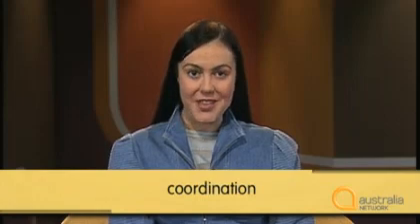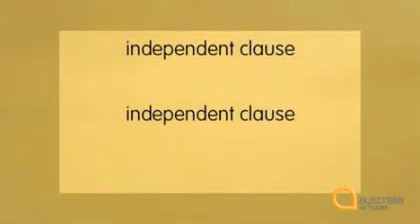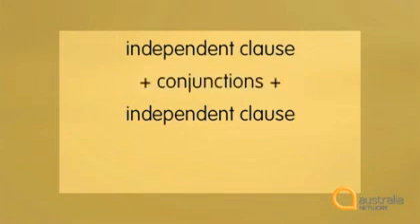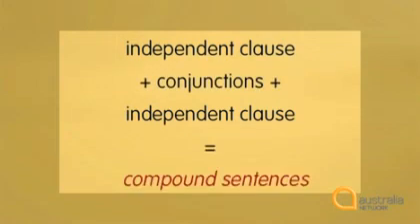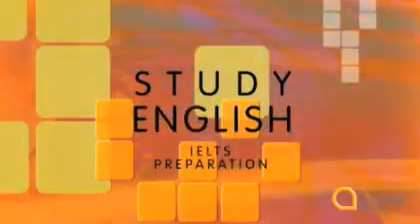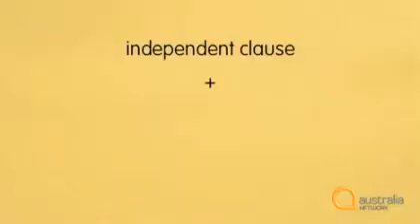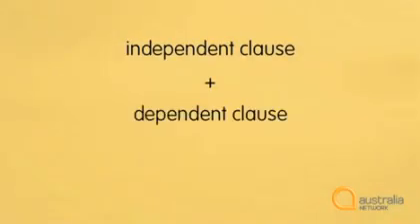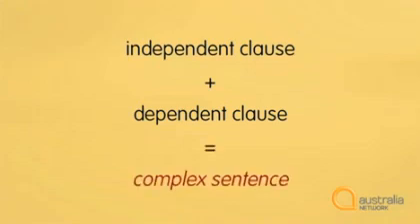Okay, so that's an introduction to coordination. Remember, coordination is linking independent clauses with conjunctions. This forms compound sentences. Another way to join ideas is using subordination. Subordination is linking an independent clause with a dependent clause to make a complex sentence.